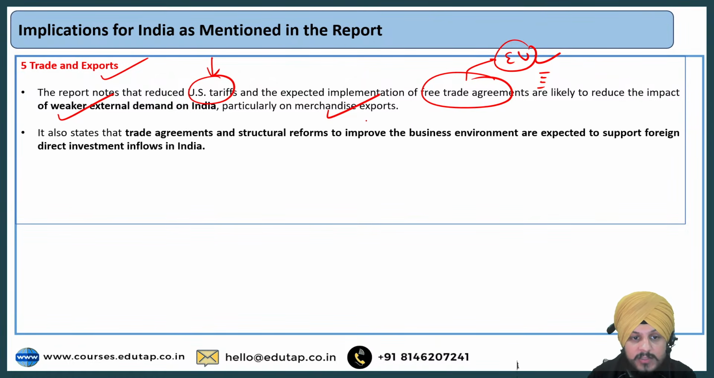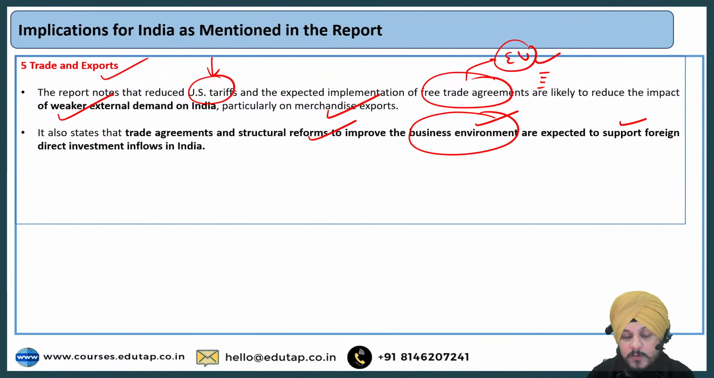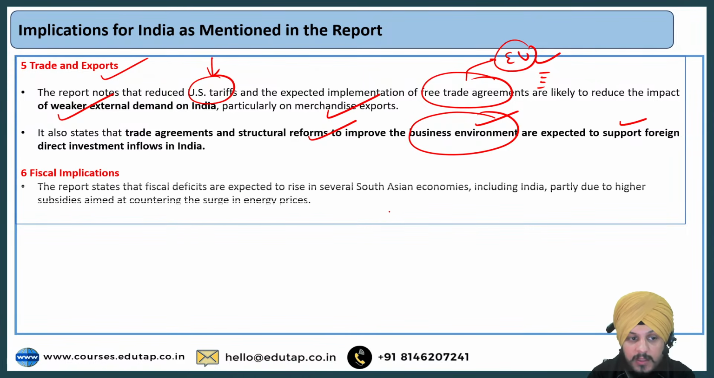And it also says that the structural reforms, which can include the business environment, if they are improved, can also support foreign direct investment in India. So if you are able to promote ease of doing business, then the FDI can also get increased as a part of it in the near future.